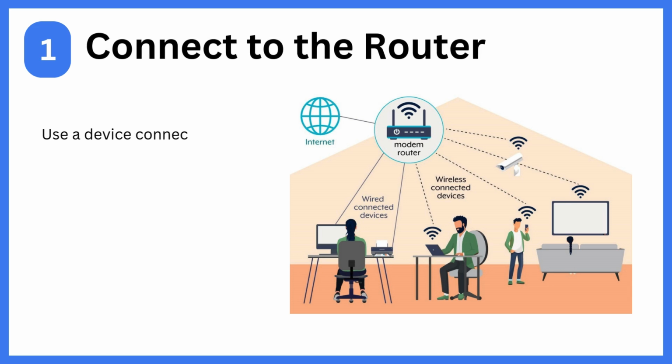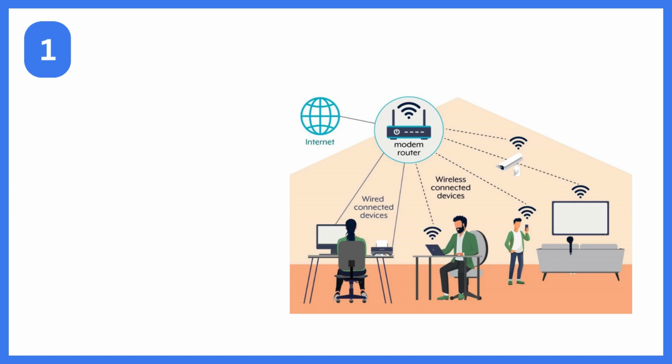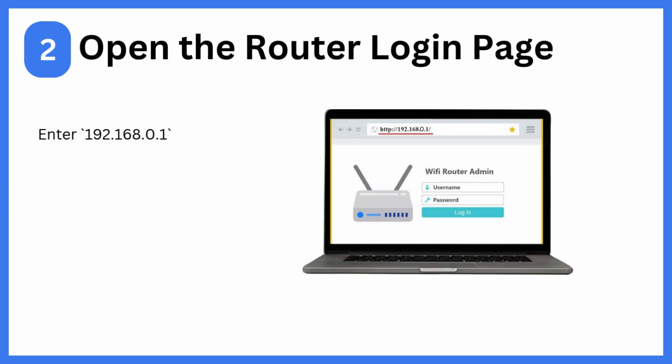Step 1. Connect to the router. Use a device connected to the router's Wi-Fi network. Step 2. Open the router login page. Enter 192.168.0.1 in a web browser.